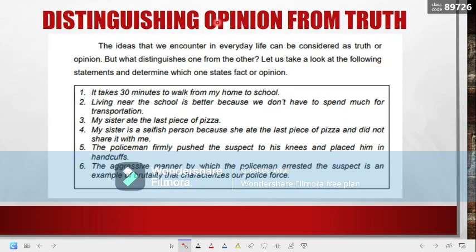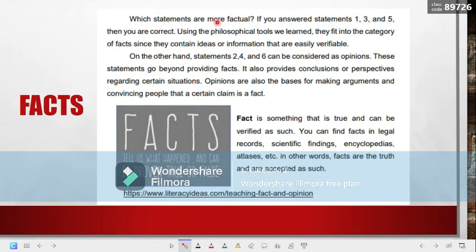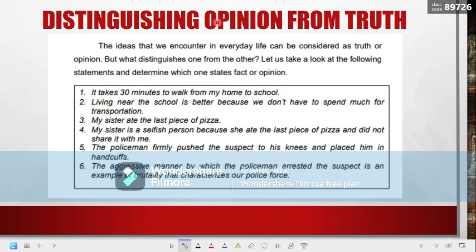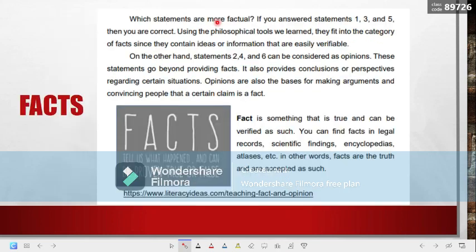Which do you think of among the statements are factual? Okay, I want you to examine for a moment. So, kindly name, or can you enumerate the numbers of the statements where you could say that it is factual or based on facts? And how about based on opinion? Okay. Now, if you answered statements 1, 3, and 5, then you are correct.